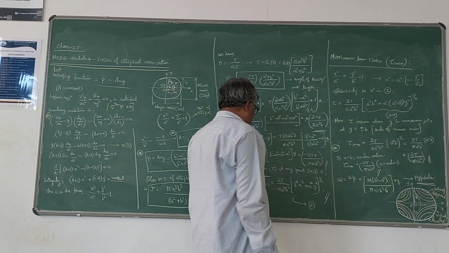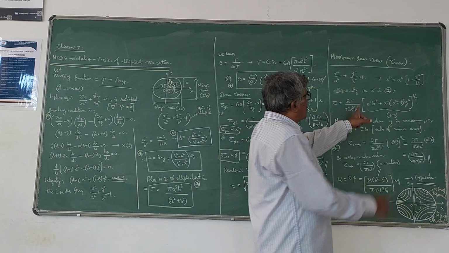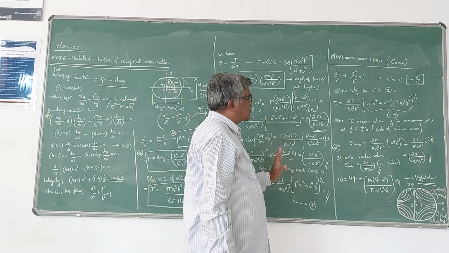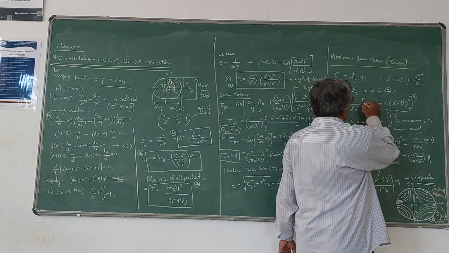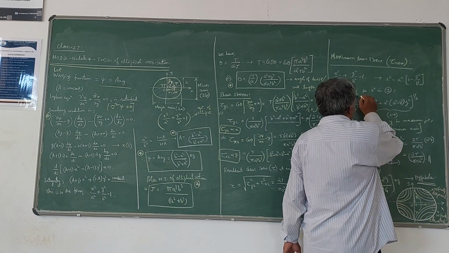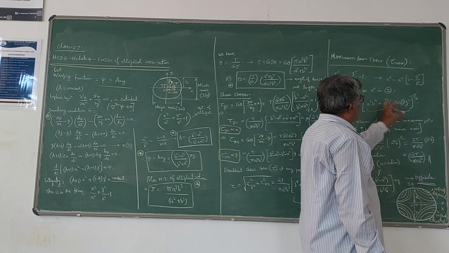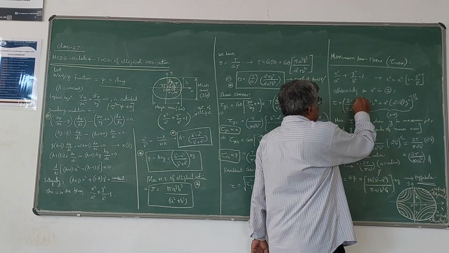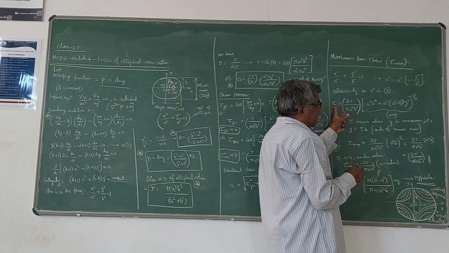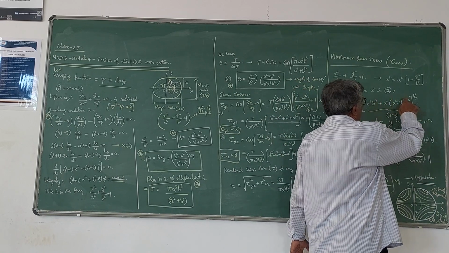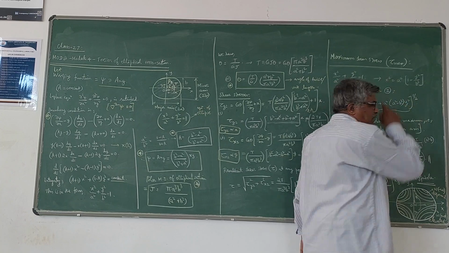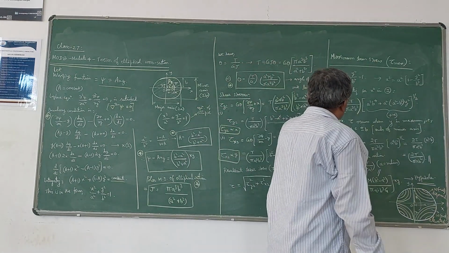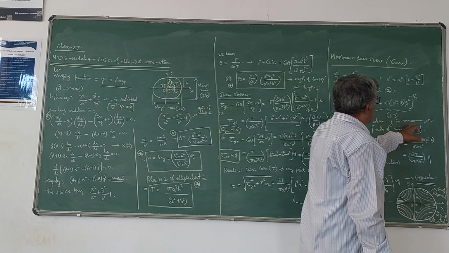This 2T by pi a cube b cube will remain as it is. If you substitute for x square as this, you are going to get an expression in terms of y square. Since this is to the power of half, you should have a square root of this, and this should be a positive quantity. Since this is a constant, tau max can occur only if this is maximum. This will be maximum only when y is maximum, because a and b are constants. So we can write that maximum shear stress occurs when y is maximum.